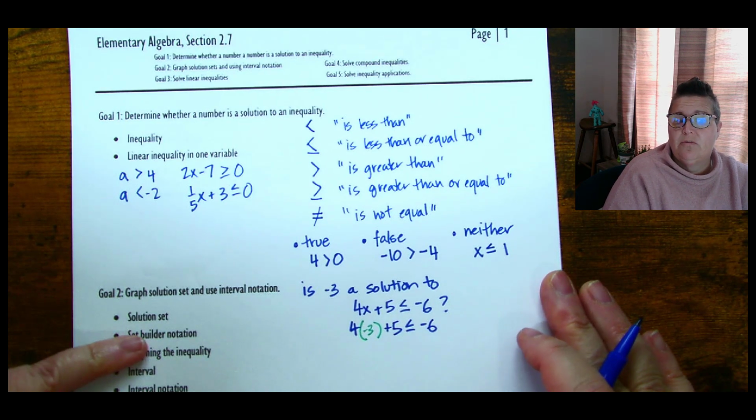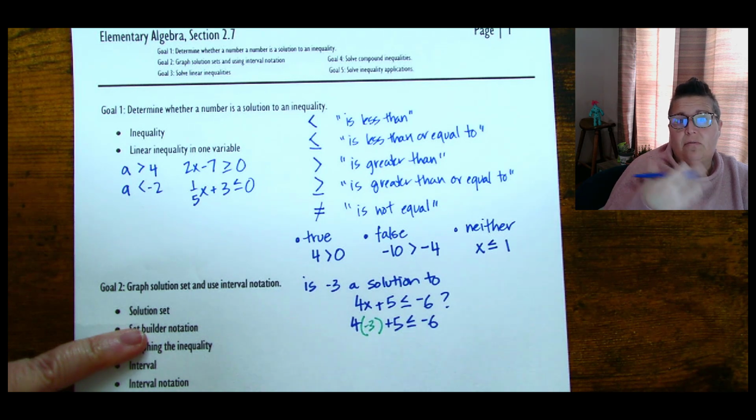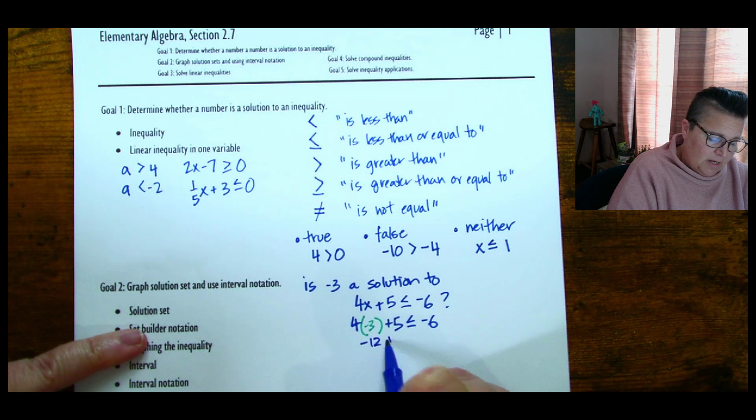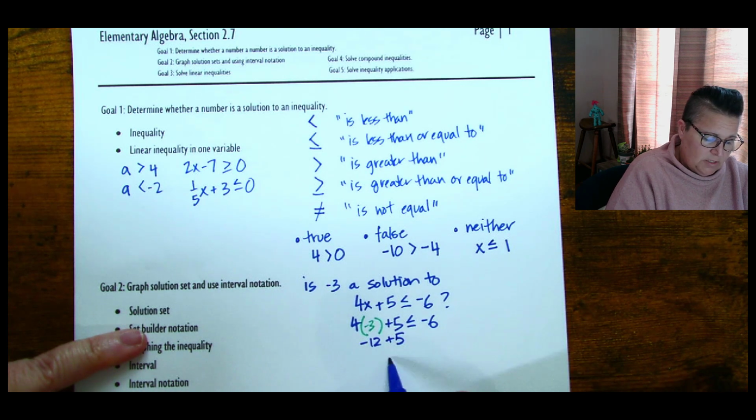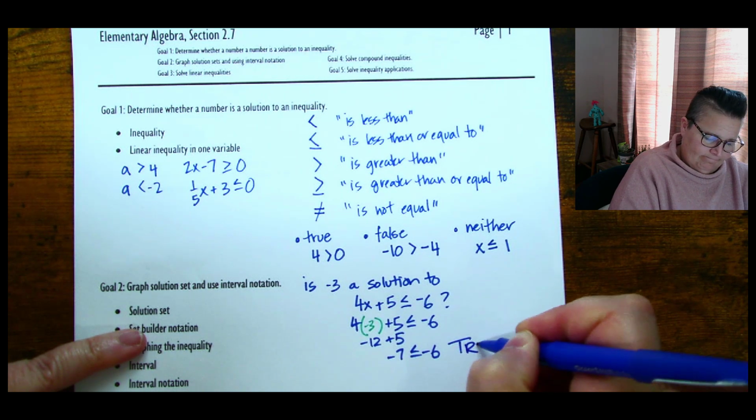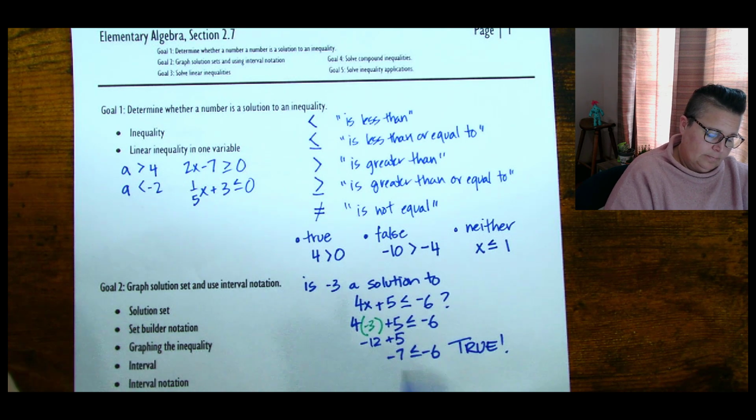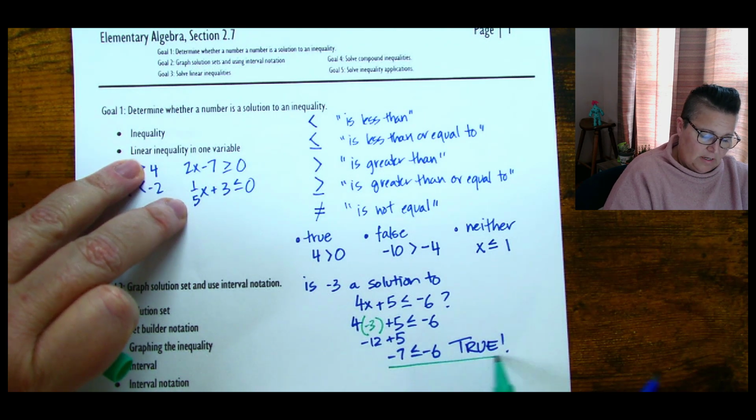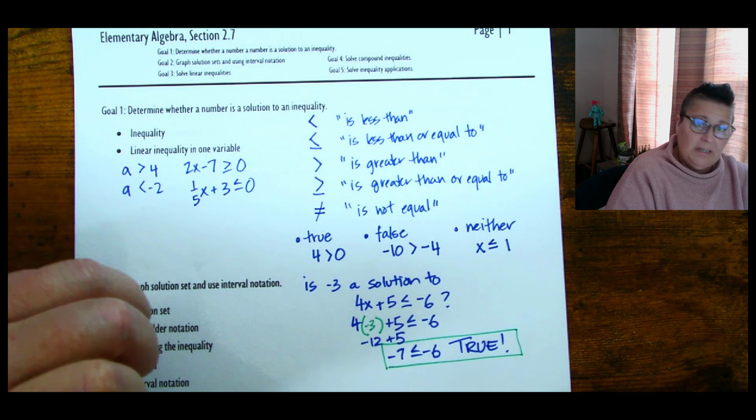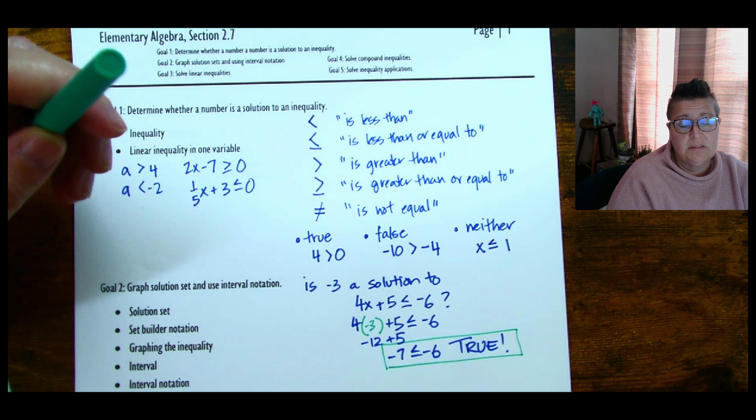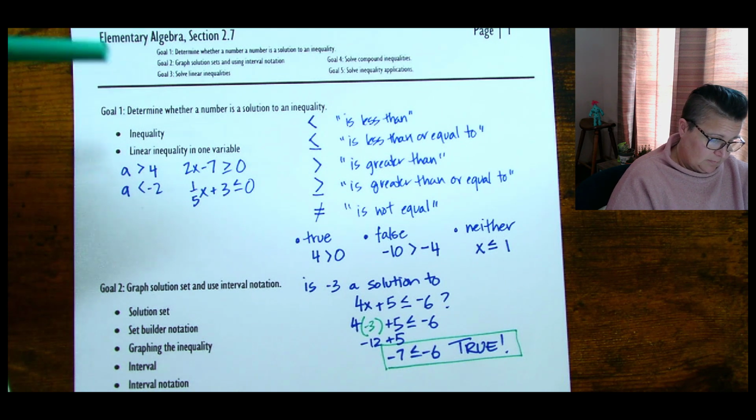This should be somewhat familiar to you as we have checked these solutions before. So I have -12 plus 5, which is -7. Is that less than or equal to -6? This is true. -7 is smaller than -6. So if I need to check the validity of a statement, I can put it in and see if it's true or false. That is the way to do it.